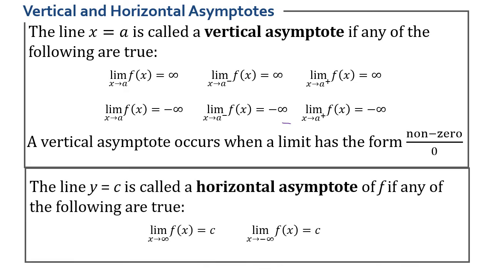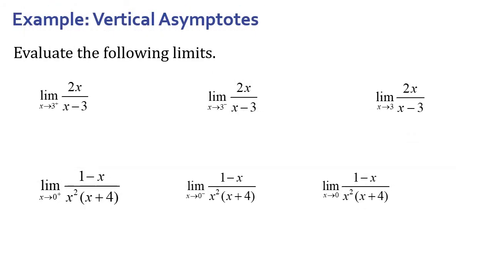And then for horizontal asymptotes, the line y equals c is called a horizontal asymptote of f if any of the following are true. The limit as x is approaching positive infinity or negative infinity, the function is approaching a constant number. Let's look at an example of this graphically. So evaluate the following limits.